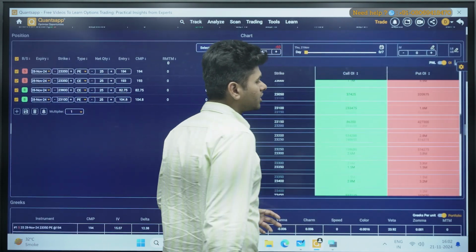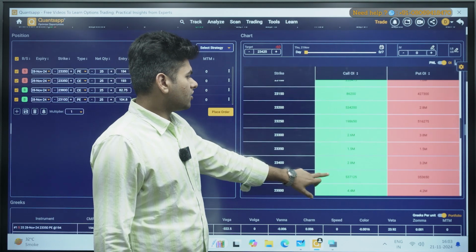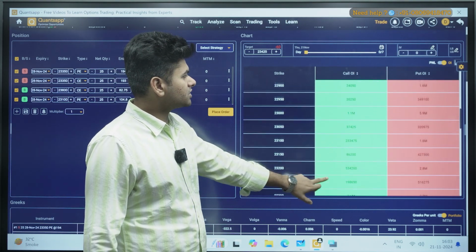So what you can do is come to the table section, as you can see. Your maximum profit and loss is defined here.